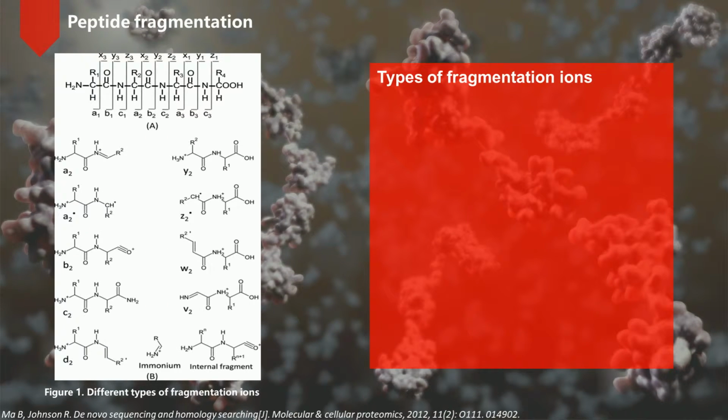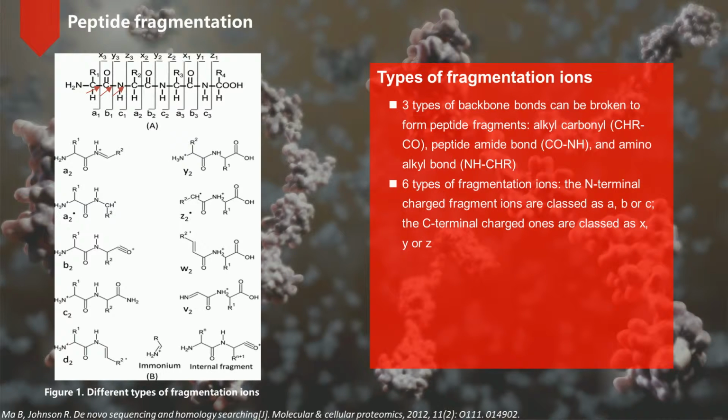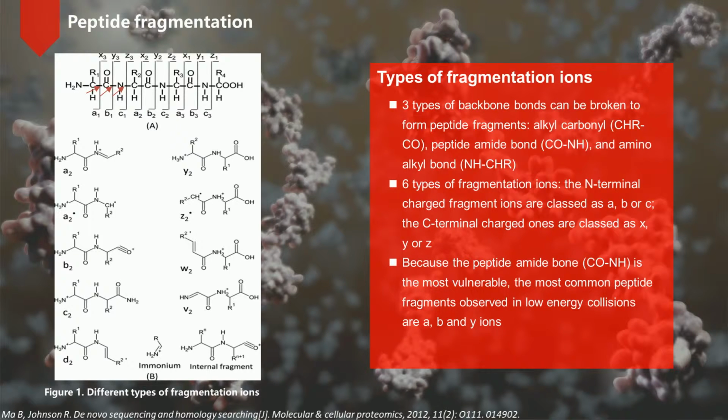In a tandem mass spectrometer, the peptide is fragmented along the peptide backbone and the resulting fragment ions are measured to produce spectra. There are three ways to break bonds to form peptide fragments: alkyl carbonyl, peptide amide bond, and amino-alkyl bond. Therefore, it can form 6 types of fragmentation ions, including the N-terminal charged fragment ions which are classed as A, B, or C, and the C-terminal charged ones which are classed as X, Y, or Z. And because the peptide amide bond is the most vulnerable, the most common peptide fragments observed in low-energy collisions are A, B, and Y ions.